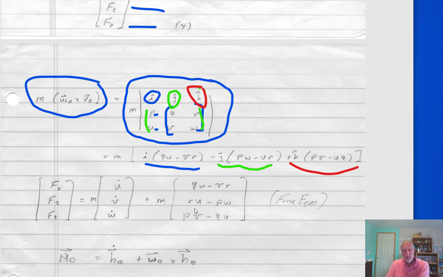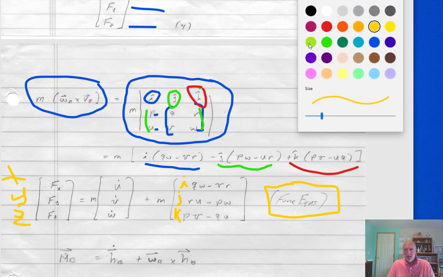Alright, so once that's done, we get this term here. Here's the I term, here's the J term, and here's the K term. And then here's U dot, V dot, and W dot. So this set is the force equations of motion. So this is the X equation, this is the Y, and this is the Z.